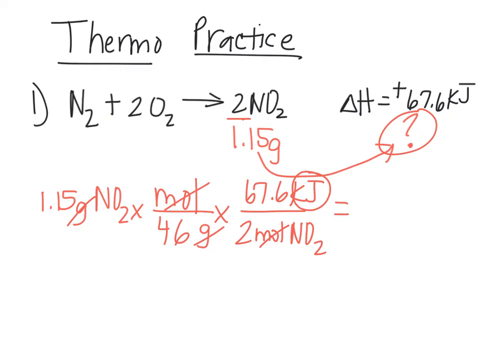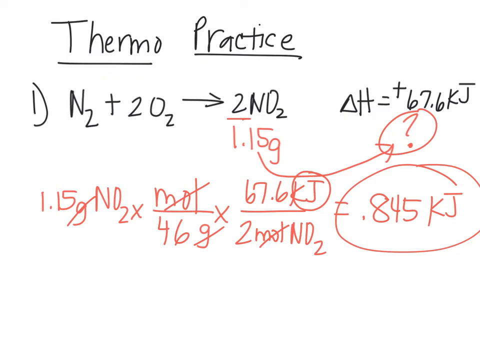So now, let's put this into our calculator. 1.15 divided by 46 times 67.6 divided by 2. And I get, let's see, what is this, 0.845, and I want 3 sig figs with my answer. That is 3 sig figs, and then my units would be kilojoules. And that's it. So you can see that you can do stoichiometry very easily with thermochemical equations.